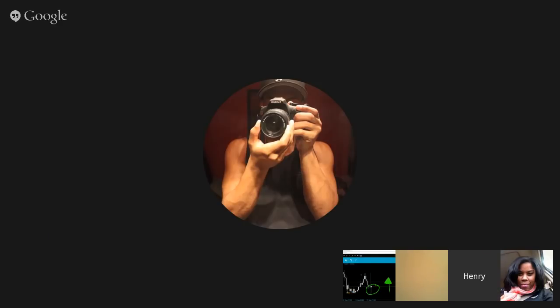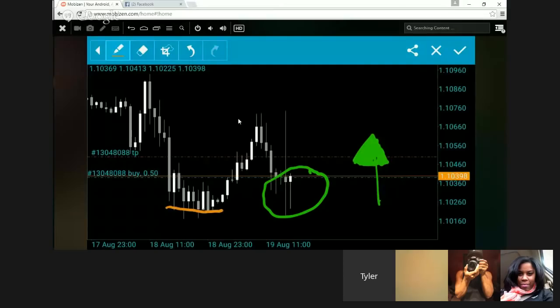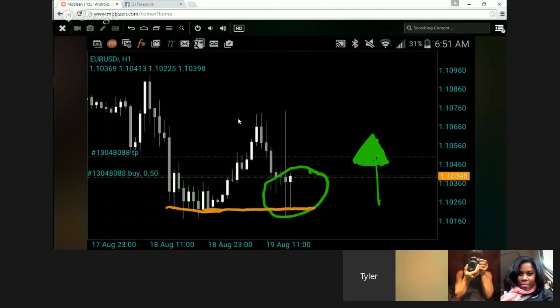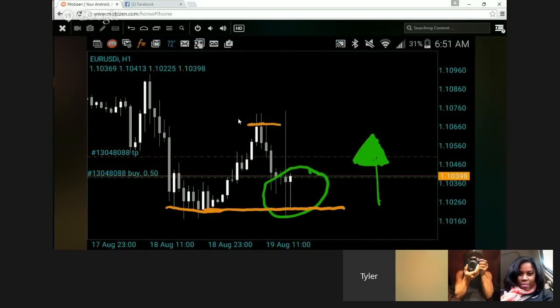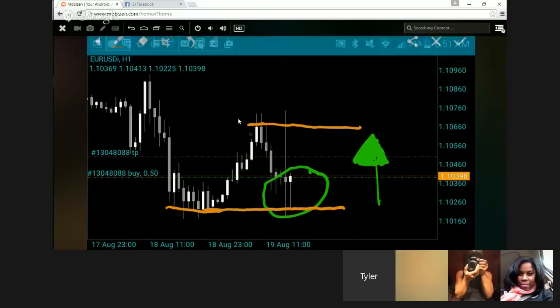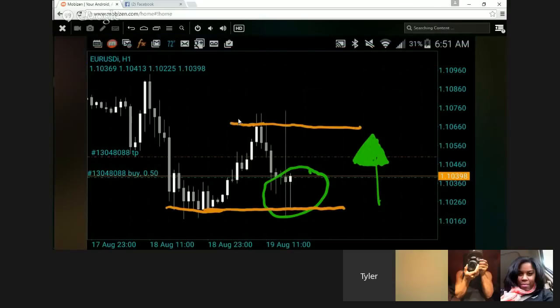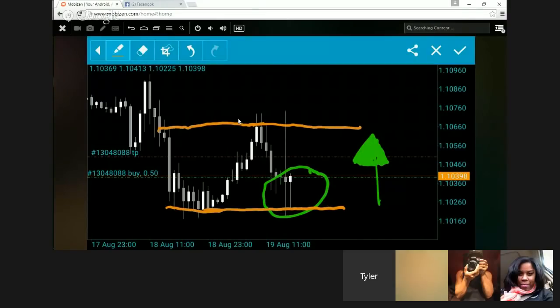Here is our... There it is. That's our support. And let me find resistance. Right about. All right, so here's my support and my resistance for right now. And I got a tweezer bottom saying that the market should go up.